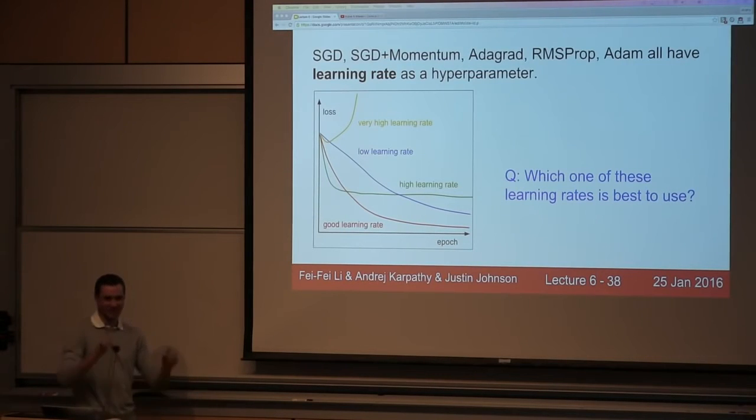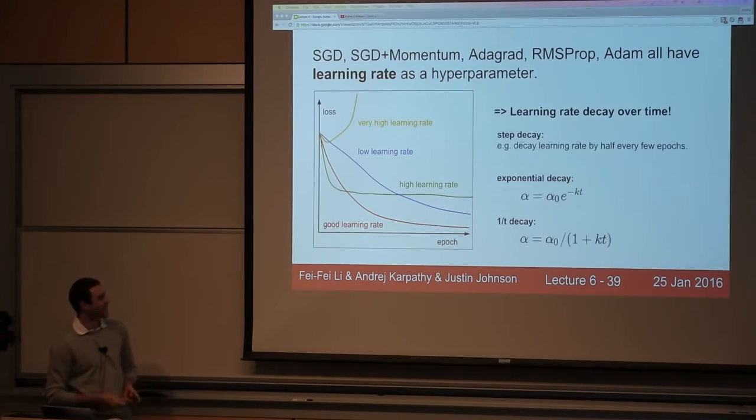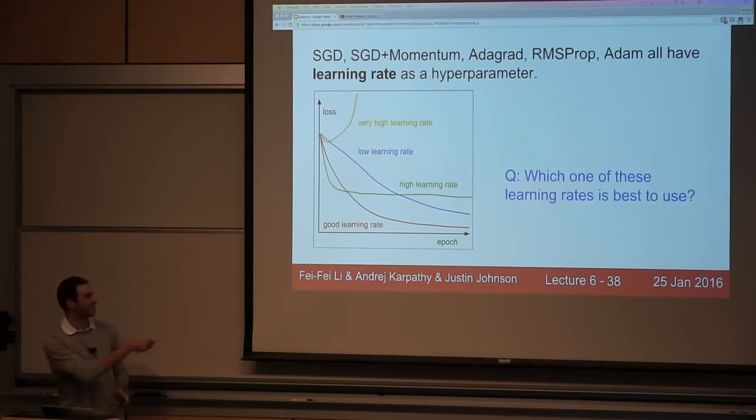Maybe not a well-formed question. I'm trying to trick you. It's a trick question. So when you're running neural networks, this is a slide about learning rate decay. The trick answer is that none of those are good learning rates to use.